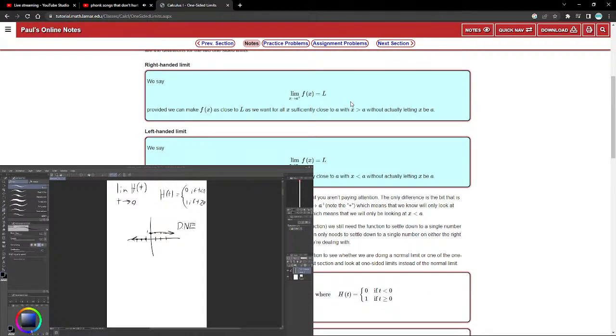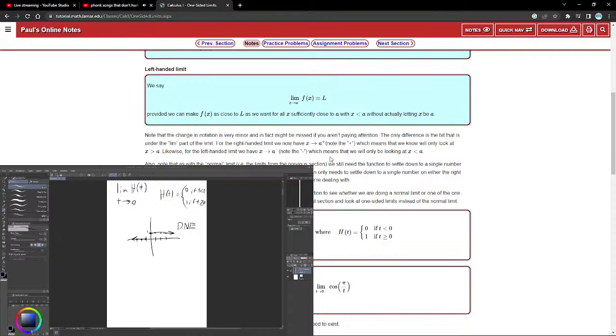Right-handed limit. We say the limit of f of x as x approaches a from the positive side equals L, provided we can make f of x as close to L as we want for all x sufficiently close to a with x greater than a, without actually letting x be a. And we say that the limit of f of x as x approaches a from the negative side equals L, provided we can make f of x as close to L as we want for all x sufficiently close to a with x less than a, without actually letting x be a.